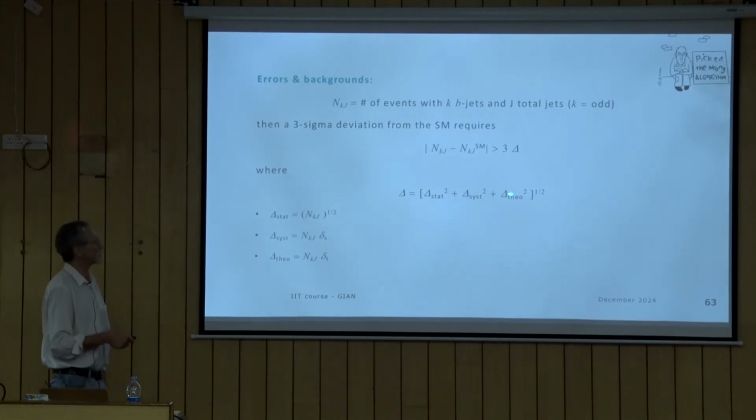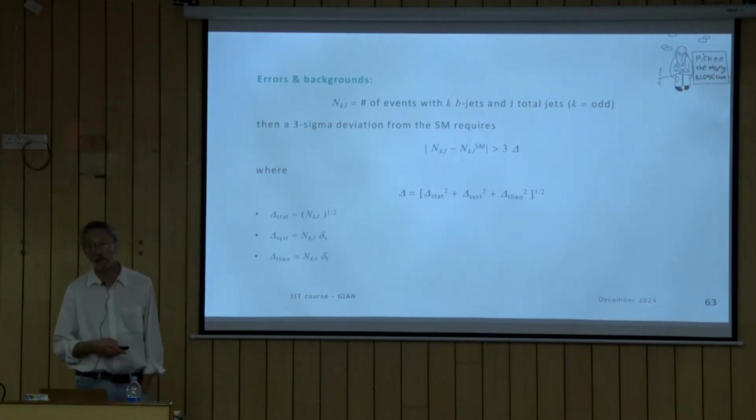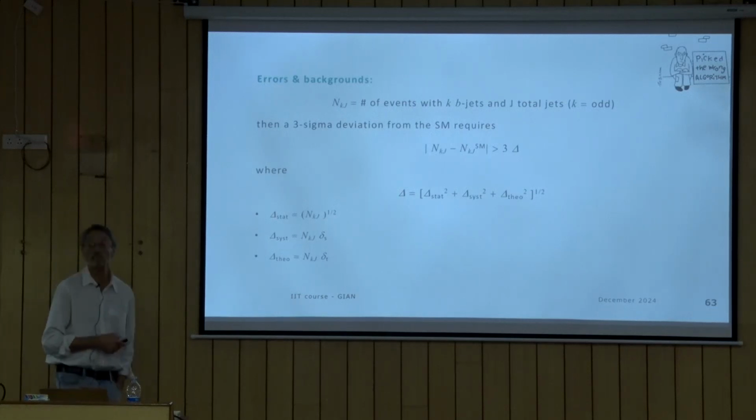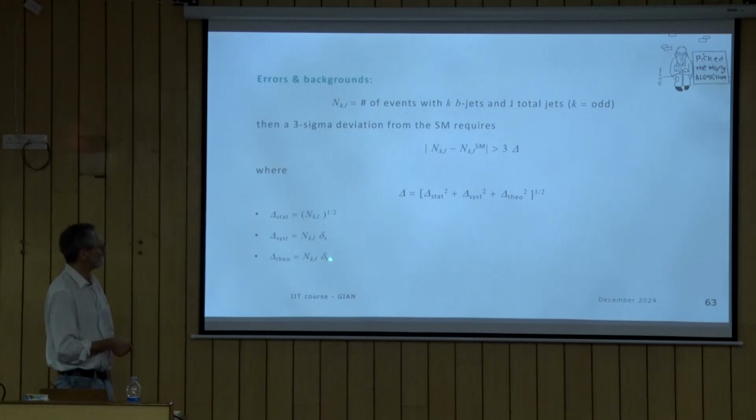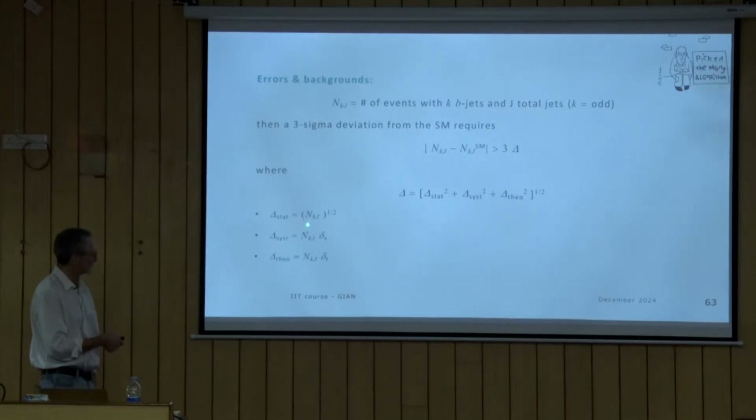And that theoretical error has to do with effects that we did not take into account. QCD, these are quarks. So there are QCD effects to take into account, mainly. That's the main effect. And we parameterize that with a term linear in the number of events that we produce times some quantity delta t.